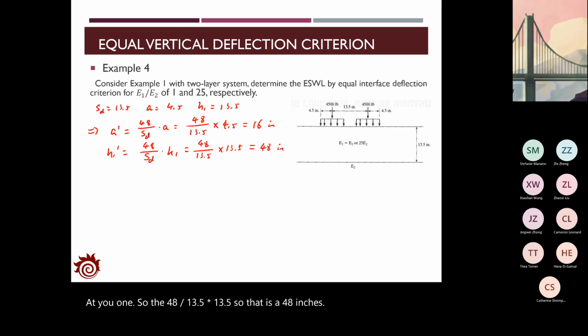And now, for the first case, E1 divided by E2 equals 1.